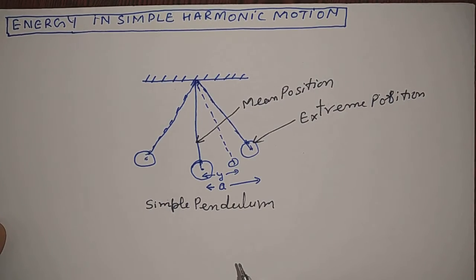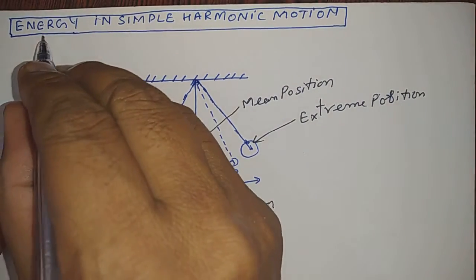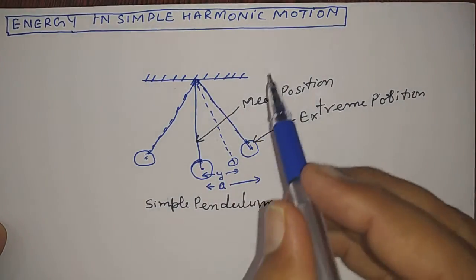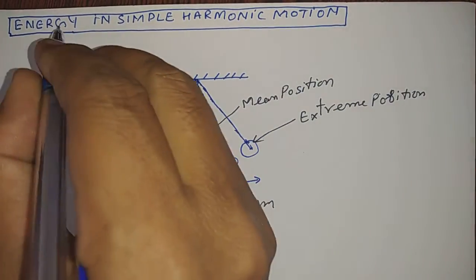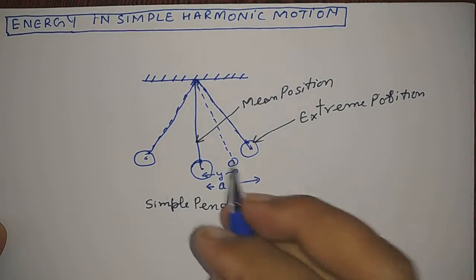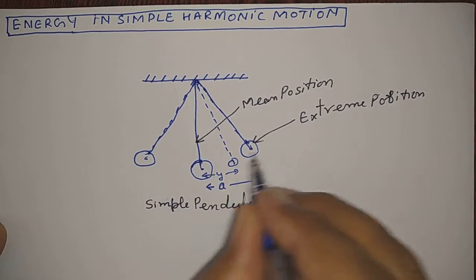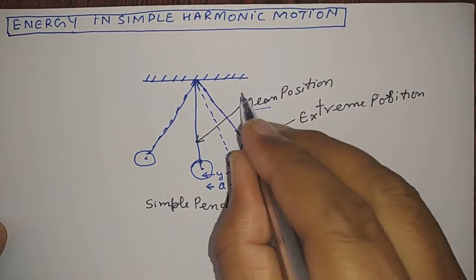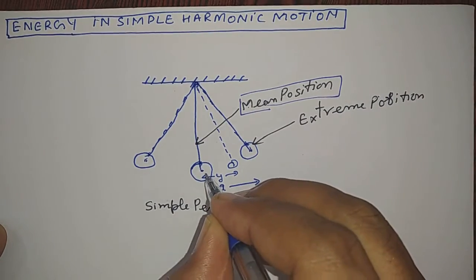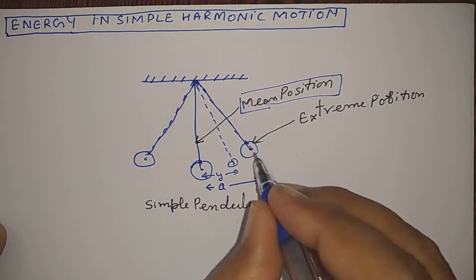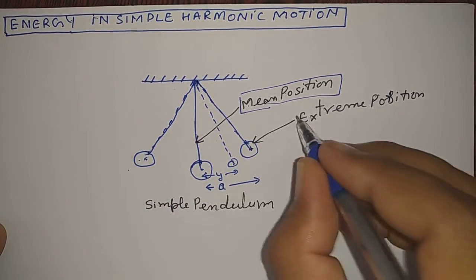Hello, we are going to see today energy in simple harmonic motion. To see the energy, let us see an example of a simple pendulum which makes to and fro motion from its mean position. It is the mean position of the simple pendulum, whereas these two positions are the extreme positions.